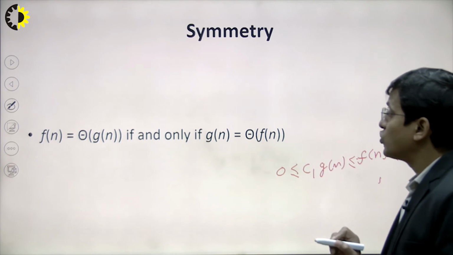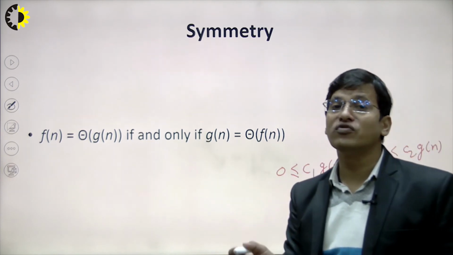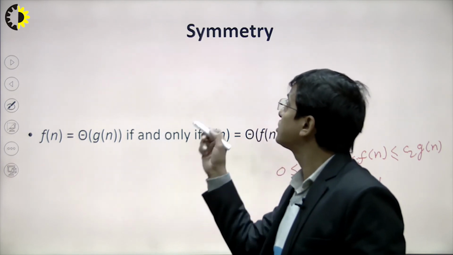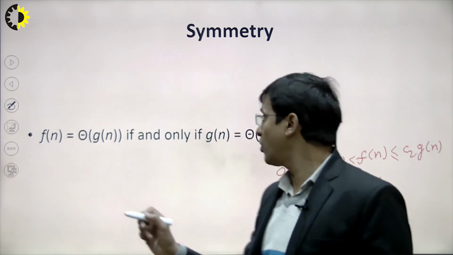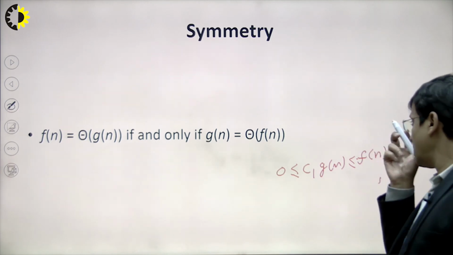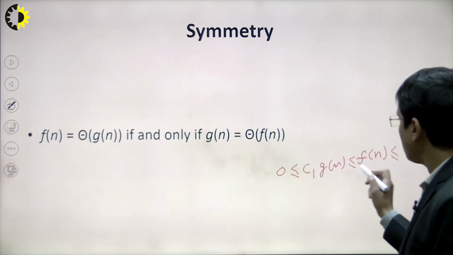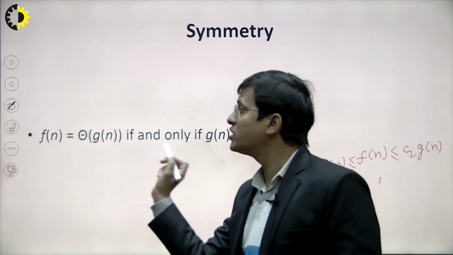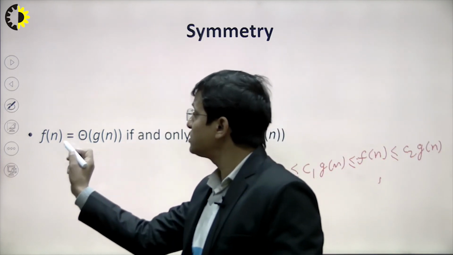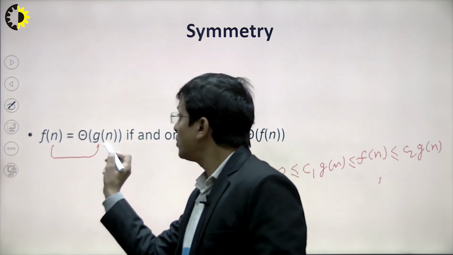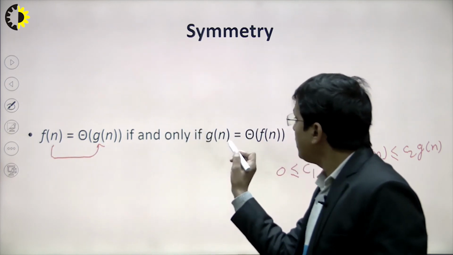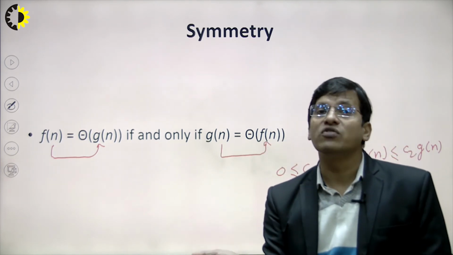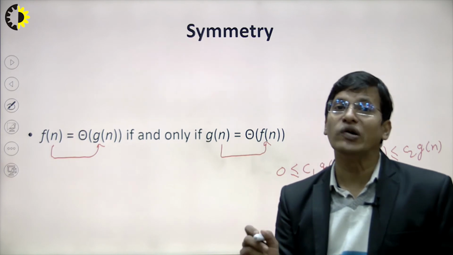In theta notation, not for big O notation or big omega notation, only the theta notation follows the symmetric property, because it is a sandwich between the two functions, C1 of g of n and C2 of g of n. This means f of n is equal to theta of g of n if and only if g of n is equal to theta of f of n. That is vice versa, so the symmetric property holds here.